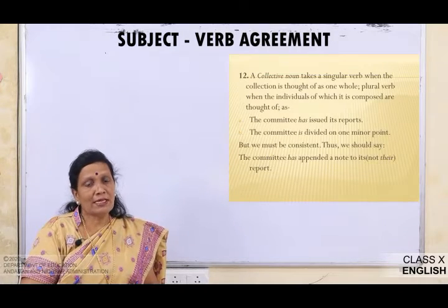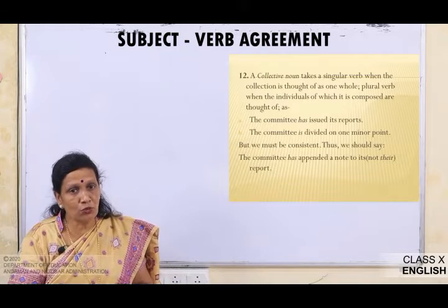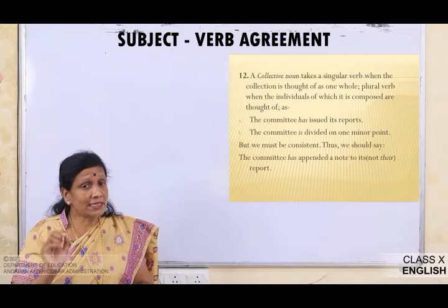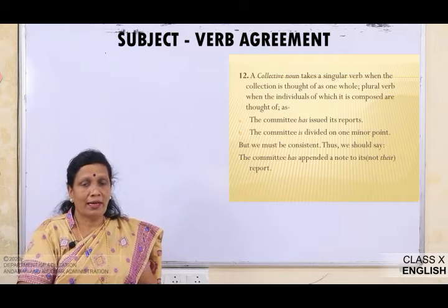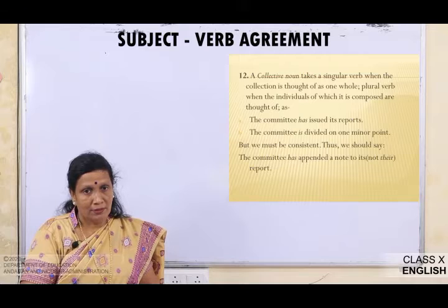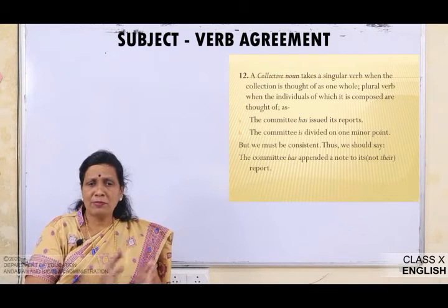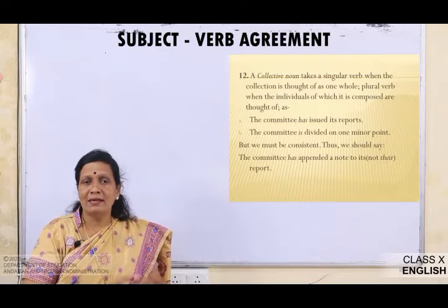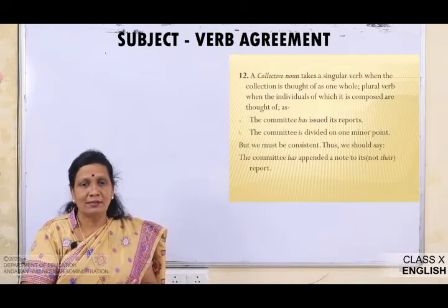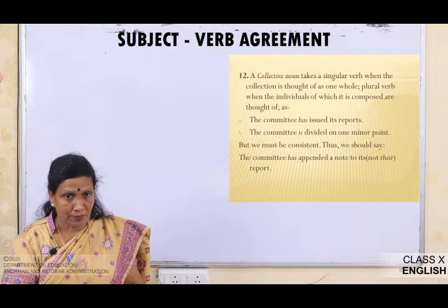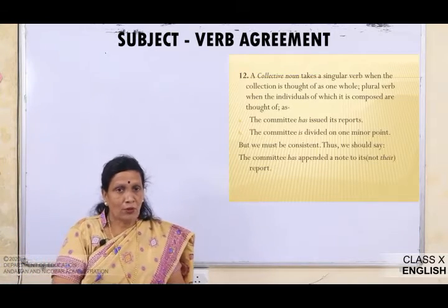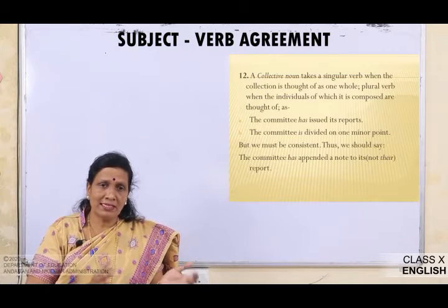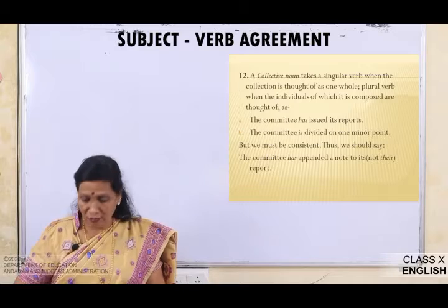Okay? For example, the committee has issued its reports. Now, the committee is divided on one minor point. Now, but we must be consistent. Thus, we should say the committee has appended a note to its, not their, report. Okay? So, I hope you have understood the use of the verbs with the subjects when we talk of collective nouns.